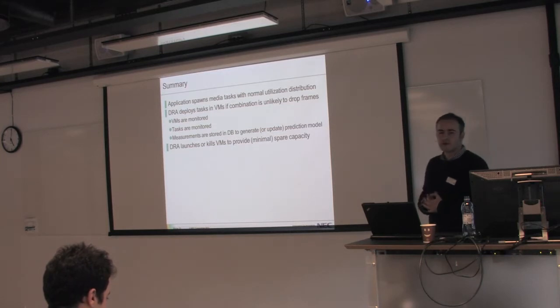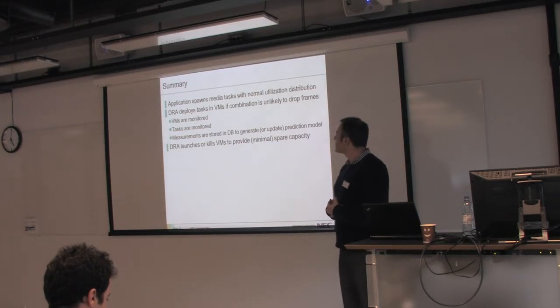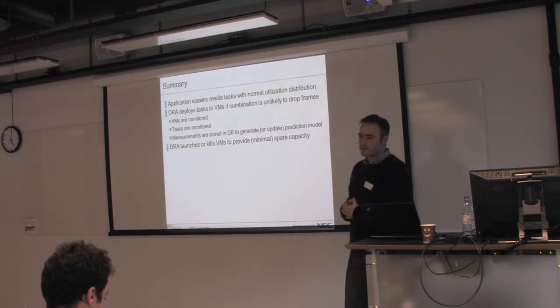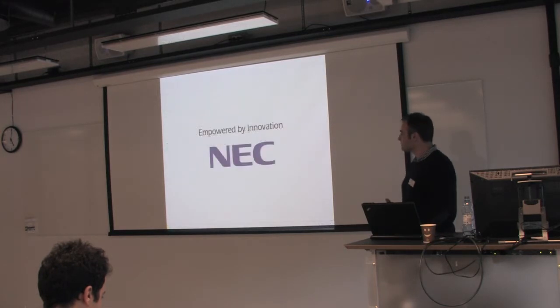This was our media pass application, spawning tasks, delivering TV content. We've seen the dynamic resource allocation, which deploys those tasks, monitors them, and updates a machine learning model to be able to deal with future tasks, which are alike but slightly different from the ones which are already there. In addition, we need to keep track of our virtual machine installations in total and take care that we have not too many virtual machines, but enough to compute them. That's it.